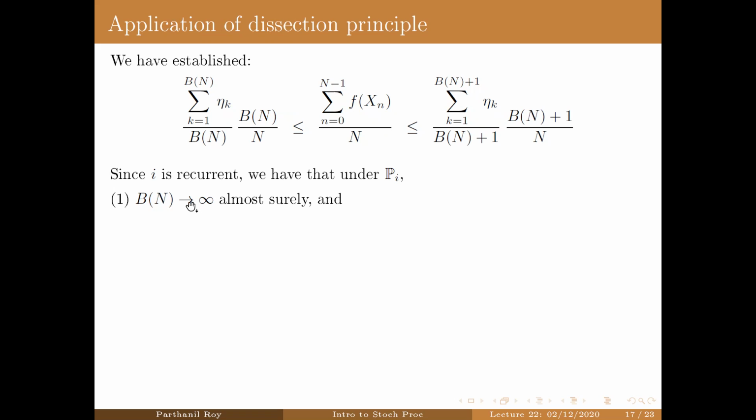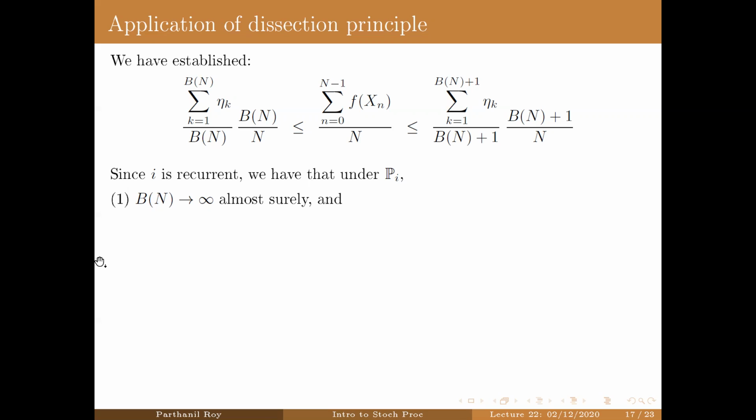First of all, Bn converges to infinity almost surely. Why is that so? This is because what is Bn? Bn is the number of blocks or excursions that can be squeezed in the time interval 0 to n, which essentially means Bn is the number of times the Markov chain is coming back to the state I before the time n. And as n goes to infinity, this goes to the total number of times the Markov chain is going to come back to I. And since I is recurrent, this has to converge to infinity.